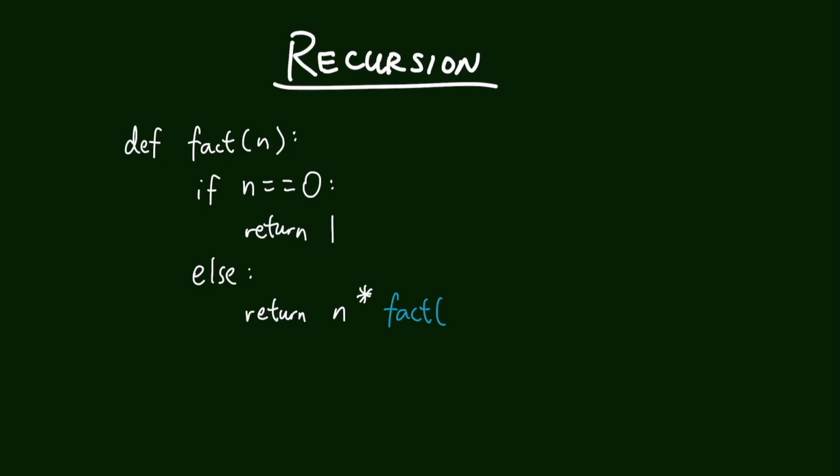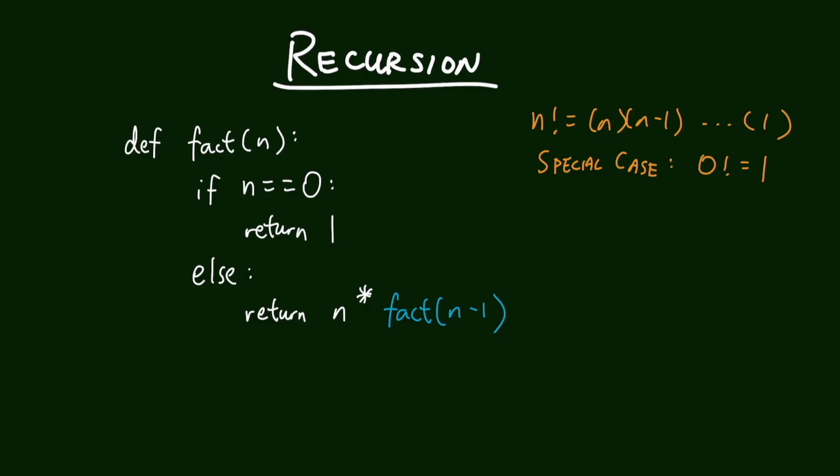For example, here's a recursive function that computes the factorial. And by the way, the factorial of n, which is written as n exclamation mark, where n is a natural number, means the product of n, n minus 1, all the way down to 1. And 0 factorial is defined to be 1. Well, it kind of makes sense actually.